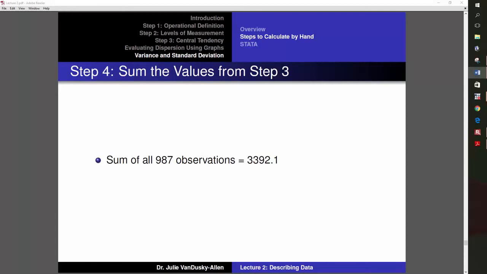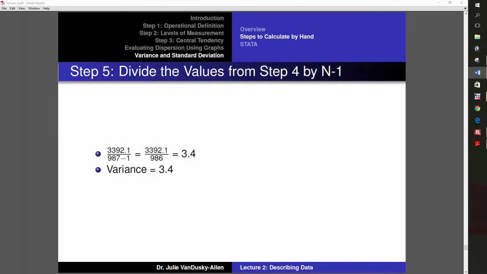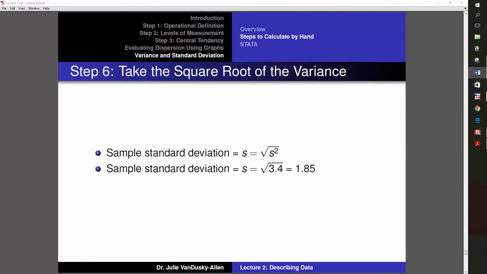The next step is adding all the values from step 3 together. The sum of all the observations is 3,392.1. The next step is dividing the value from step 4 by the number of observations minus 1. 3,392.1 divided by 987 minus 1, or 3,392.1 divided by 986, is 3.4. So the variance is 3.4. The last step is to take the square root of the variance to get the sample standard deviation. The square root of 3.4 is 1.85.